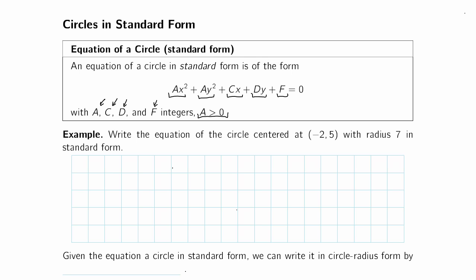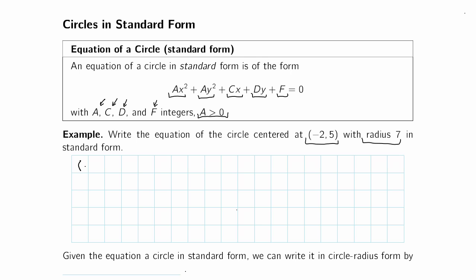We now have two different forms for the equation of a circle. And as always happens when we have two different forms for something, we'd like to be able to translate between them. Now, going from the center radius form to the standard form is pretty straightforward. Here we'd like to write the equation of a circle with a certain center and a certain radius in standard form. Our first step is to write down the center radius form.